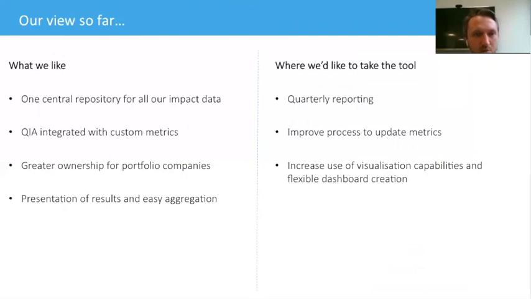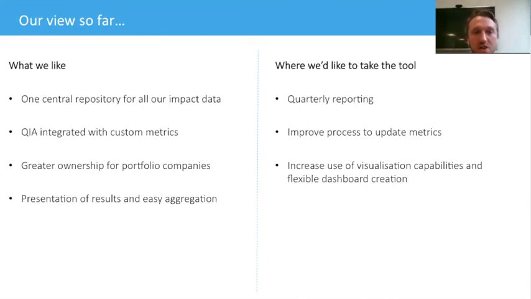So wanted to finish then with what we like, and then areas where I think we'd like to work with B-Analytics to improve the tool. So what we like, a major benefit, it seems kind of obvious, but just having a central repository for all of our impact data. So we've loaded up all of our impact data from 2003 when Bridges was founded. And all that information is now in the analytics. We can aggregate it how we want. We can pull scorecards from investments that we've now exited. So having that all in one place is really useful.